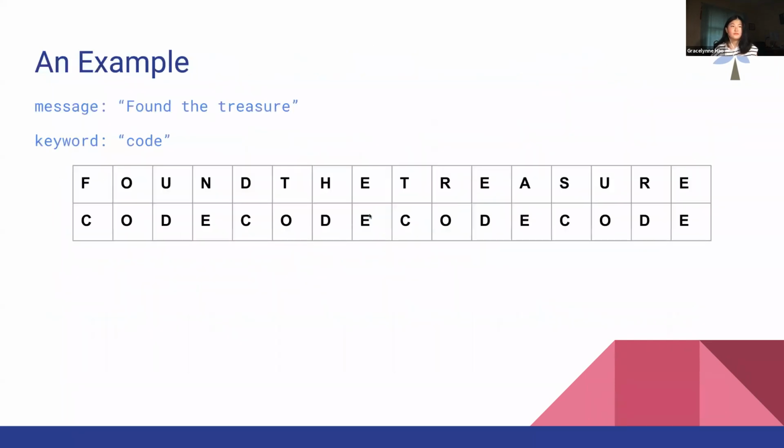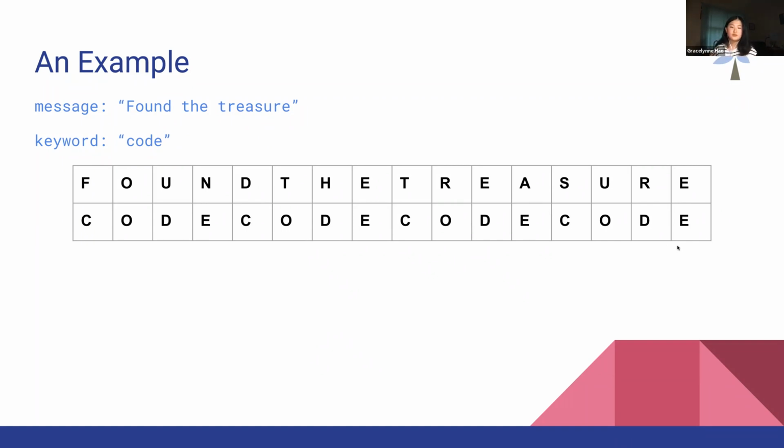So, okay. Our example is "found the treasure" as the message, and for a randomized keyword, I chose "code". As a reminder, the keyword in all of these cases we have gone over so far is private, meaning that you would decide on this keyword beforehand with whoever you wanted to pass on the message to. So again, in this case, you would align the word "code" with "found the treasure" as many times as needed to cover the entire message.